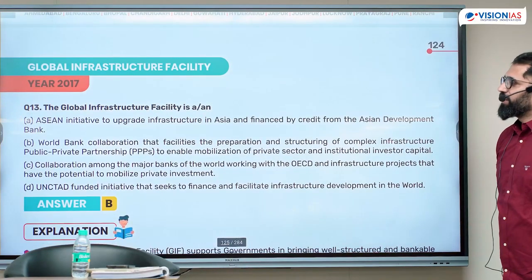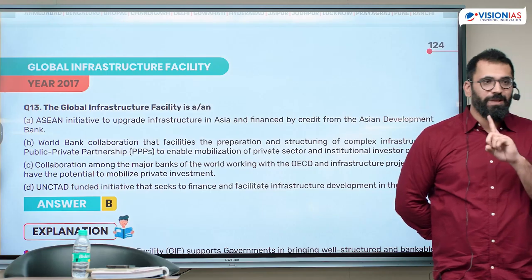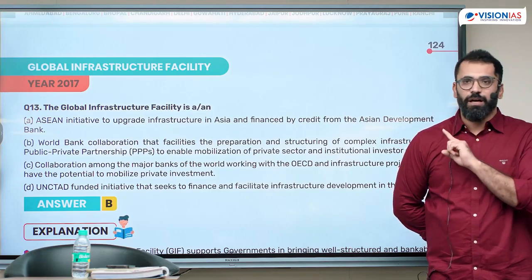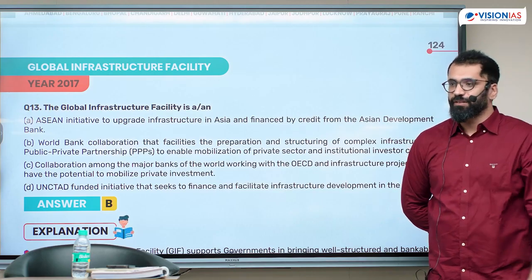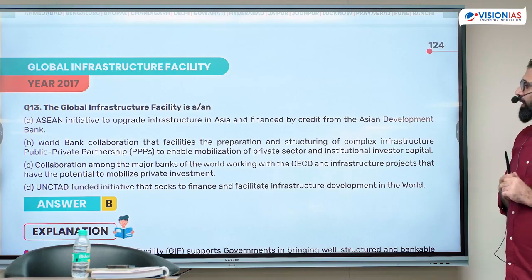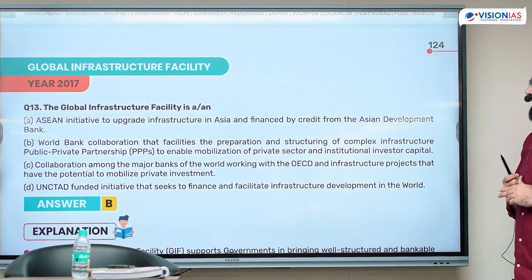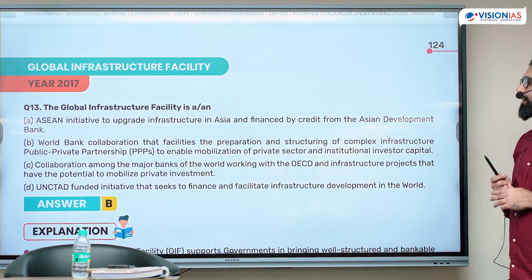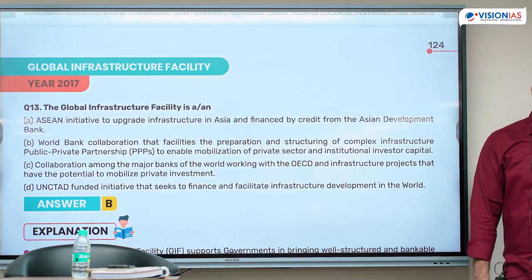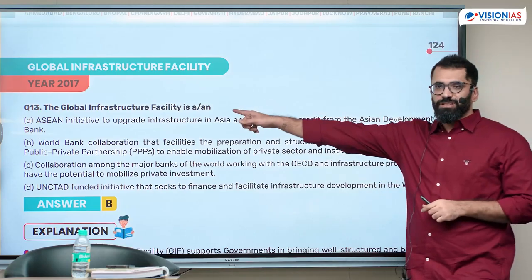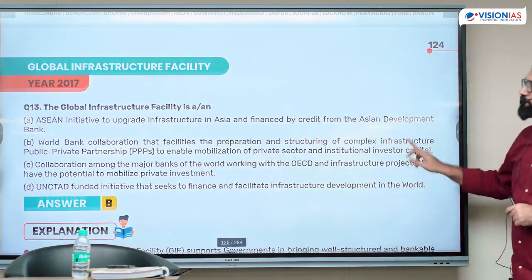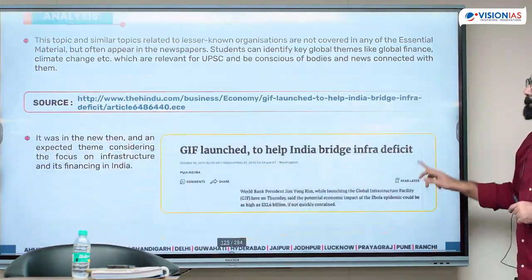The Global Infrastructure Facility is, now this is the type of thing I was talking about, an issue-based question. One issue-based question I gave you was on the European Stability Mechanism. This was issue-based in the form of development of infrastructure. The options were an ASEAN initiative to upgrade infrastructure, a World Bank collaboration for PPP, collaboration amongst major banks, and a UNCTAD funded initiative. This is the World Bank PPP collaboration, the Global Infrastructure Facility. So the issue is development of infrastructure, and this is one of the facilities to do that. This is how you can solve an institution question issue-based. This was a difficult question that year.